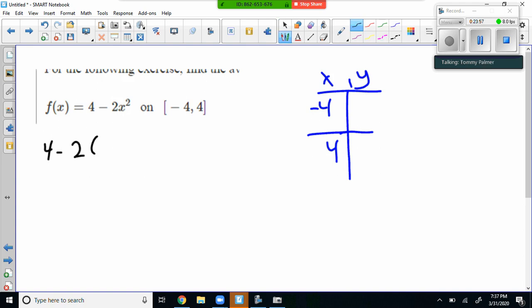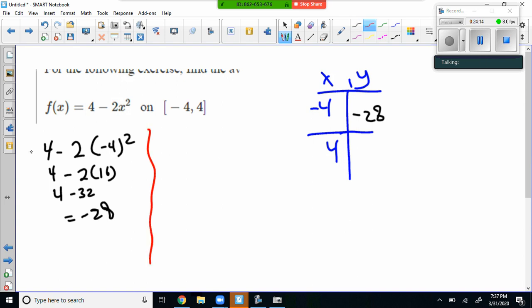Yeah, that's right. You're exactly right. So this would be 4. So this is 4 minus 2 times 16. So 4 minus 32, which is negative 28, right? And then this one, I'd take this, because these are x values, right? Because it's intervals. It's not an ordered pair, right?